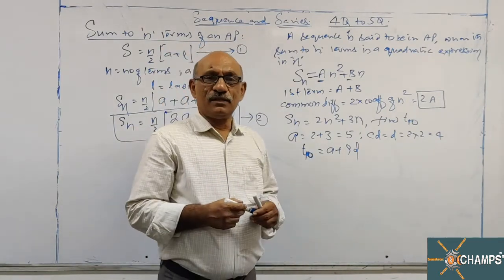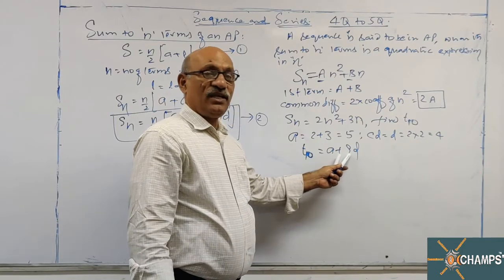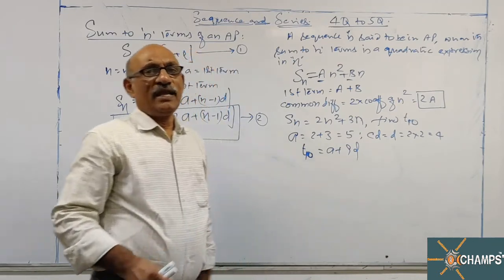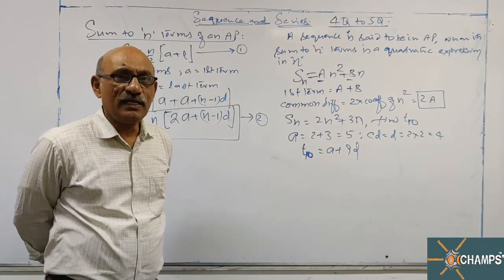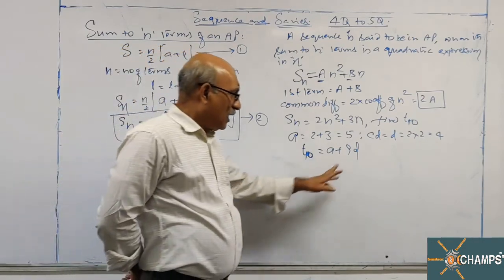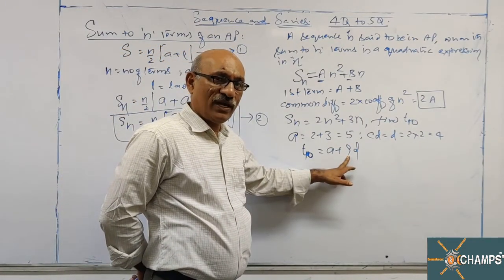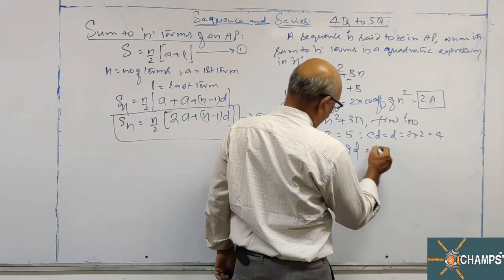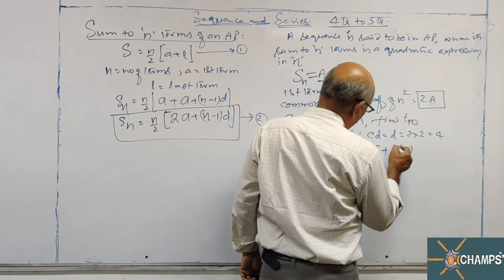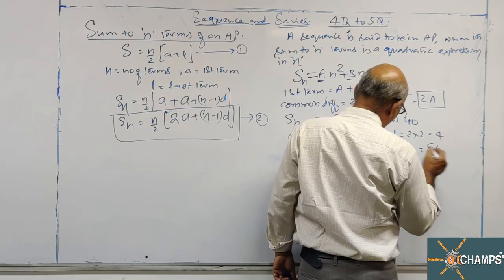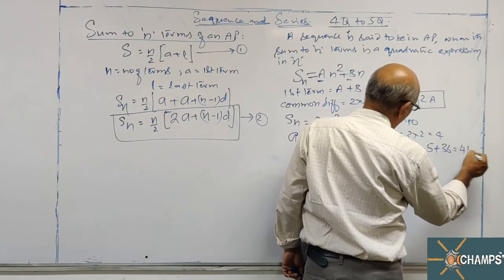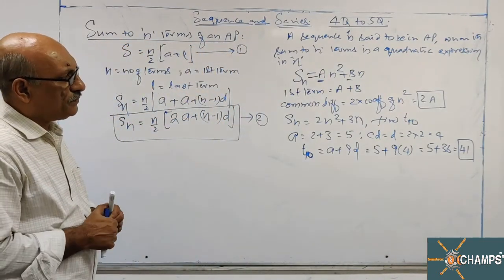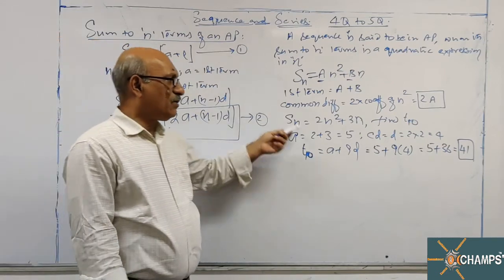Remember, in arithmetic progression, the coefficient of the common difference is always 1 less than the order of the term. Again I am repeating this point. So T10 is equal to 5 plus 9 into 4, 5 plus 36, so 41. Correction aside, this way, when Sn value is given, you can calculate.